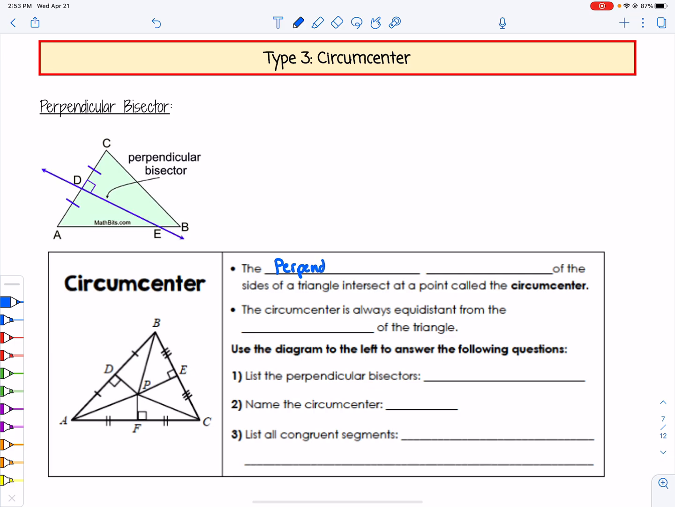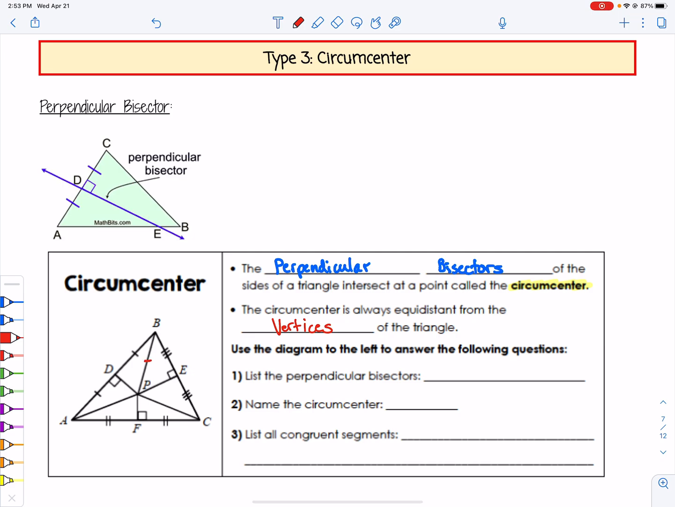The perpendicular bisectors of the sides of a triangle intersect at a point called the circumcenter. The circumcenter is always equidistant from the vertices. I think I need to spell it like that. So from each vertex, it would be congruent.